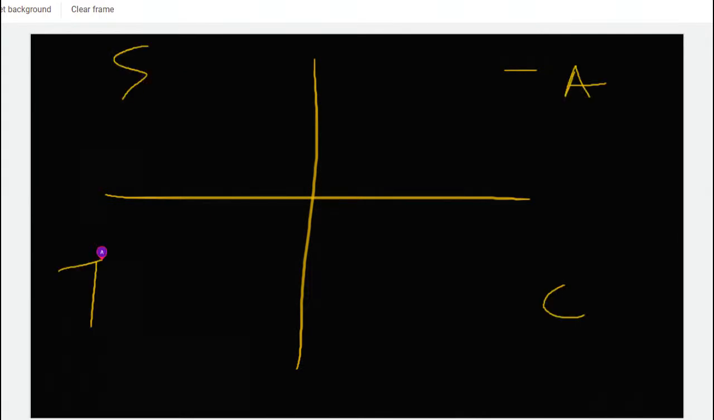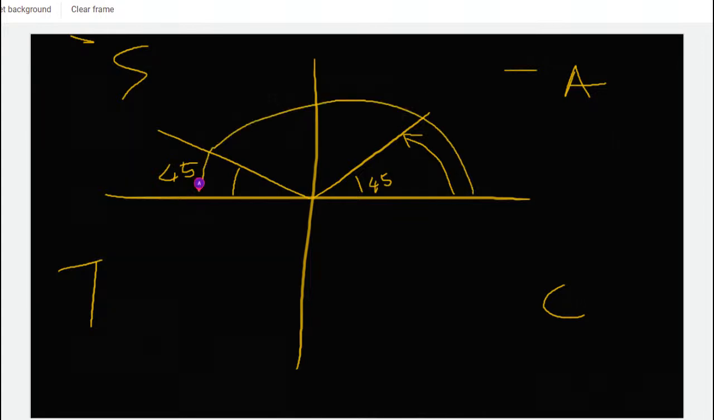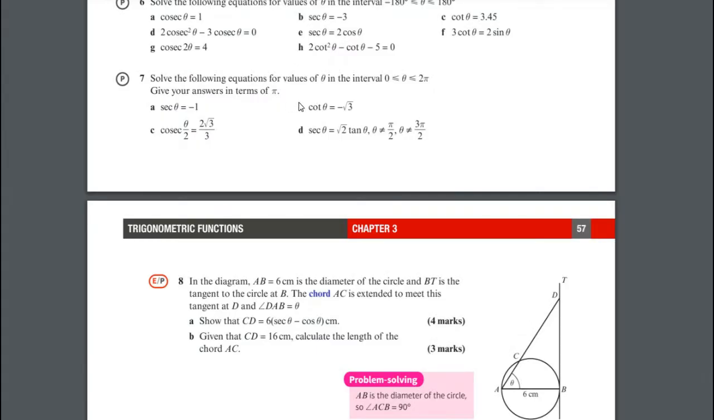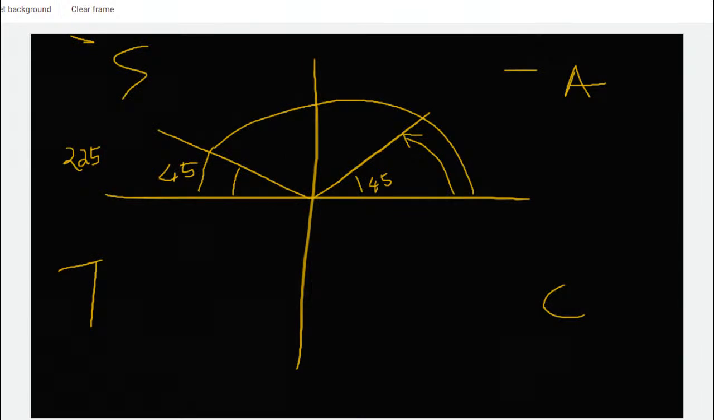So these two are positive for sine. Alright, so 45. First value is obviously 45. Second value is 45 plus 180, so you have to give the answers from 0 to 2 pi. So 225, and then 45 minus 180, 135. This would be 135. Let's do it properly.